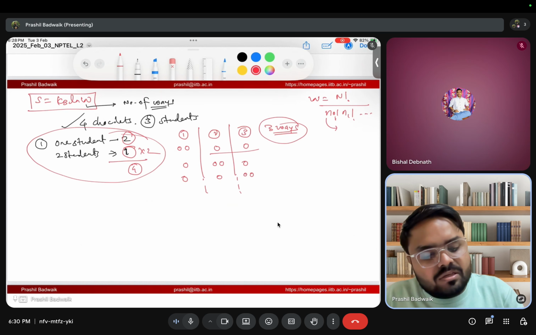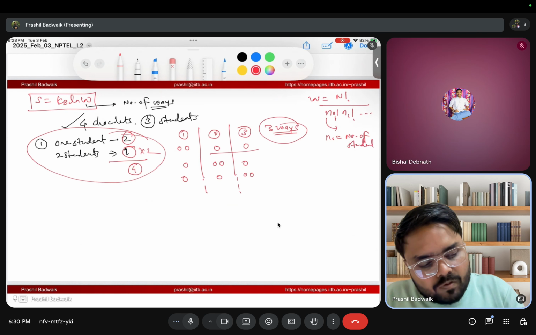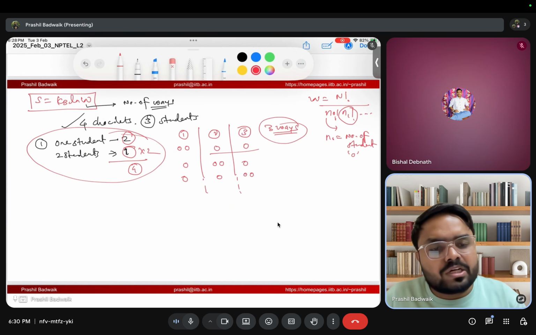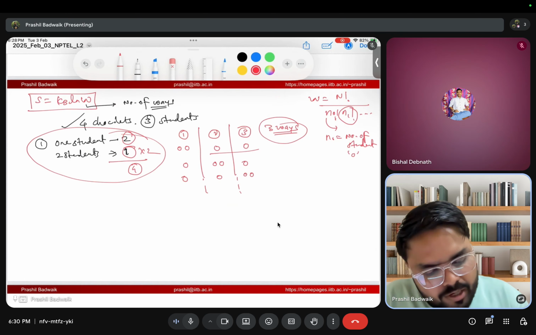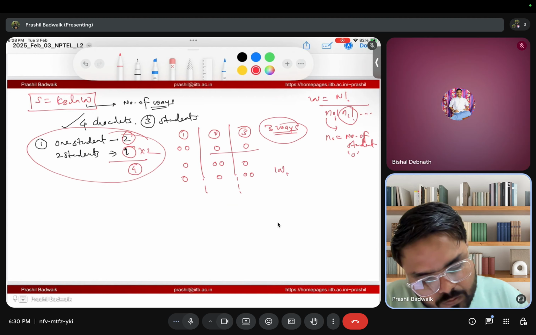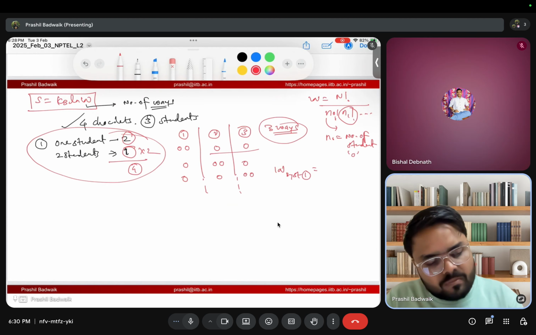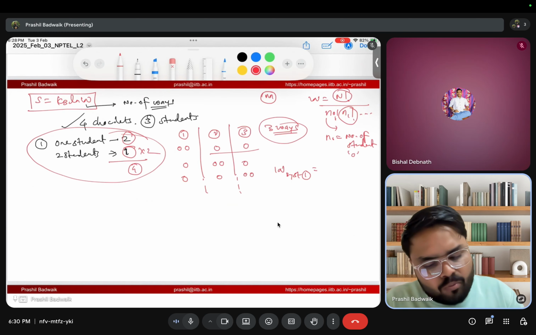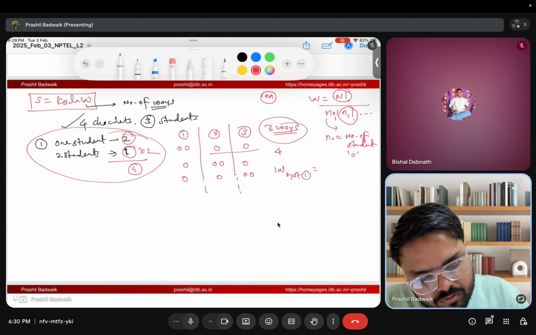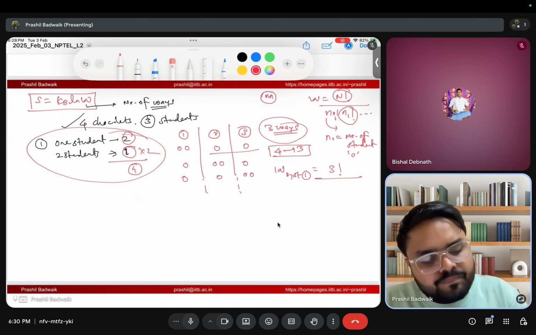So what does this tell? n0 means the number of students with zero chocolates. Here n1 is the number of students with one chocolate, then two chocolates, three chocolates, and so on. So for this system, can you calculate W? W for the first system is N factorial. There are four chocolates we wanted to distribute among three students, right? So this is 3 factorial.